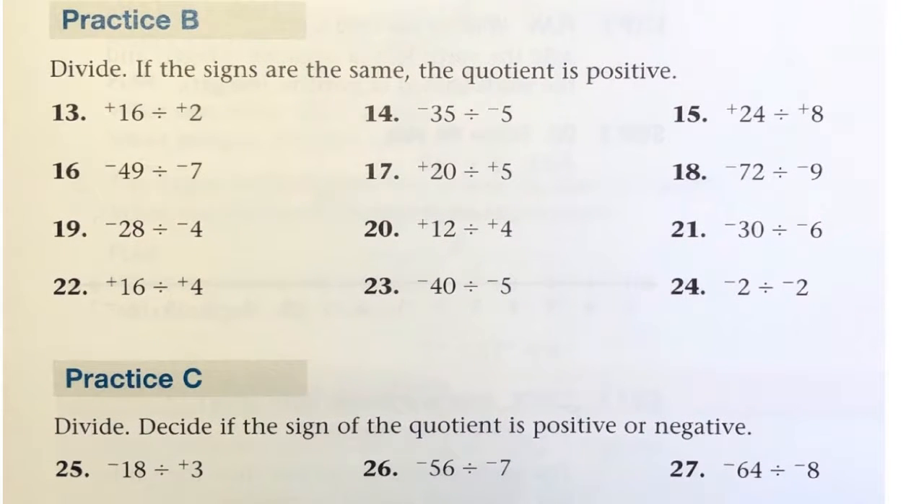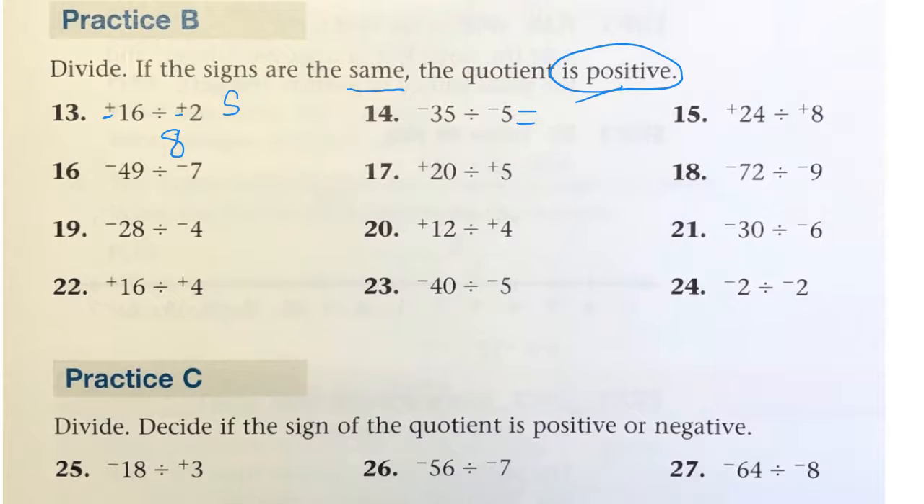For practice B, we're still dividing. If the signs are the same, the quotient is positive. So we look at 13. 16 divided by 2. They're both positive. The signs are the same. 16 divided by 2 is 8. Since the signs are the same, the quotient is positive, so you just write 8.